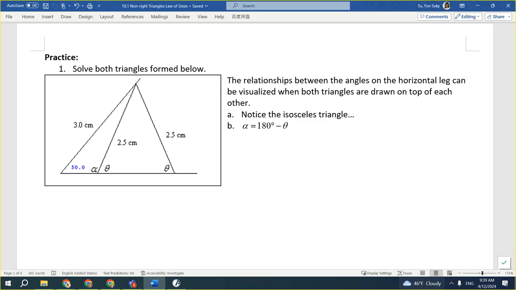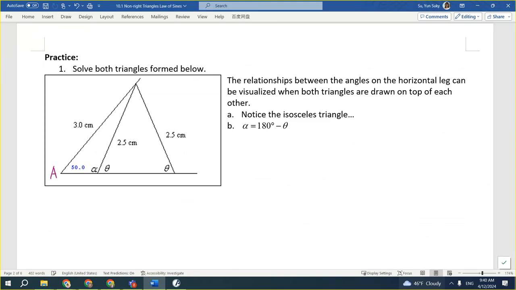And you know alpha is 180 degrees minus theta. Do you remember we said if the sum of two angles is 90 degrees, we say those two angles are complementary angles, and for 180 degrees they are called supplementary angles. Okay, so alpha and theta are supplementary angles. Good. Now let's label them. I call this.